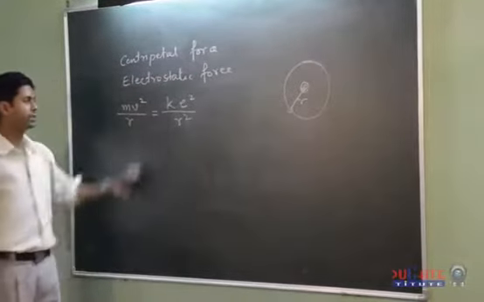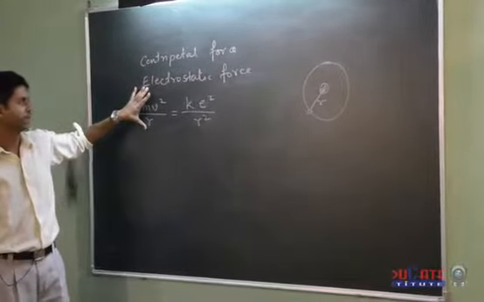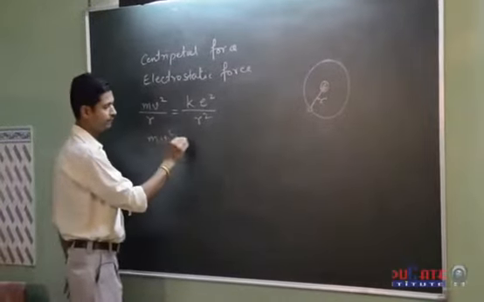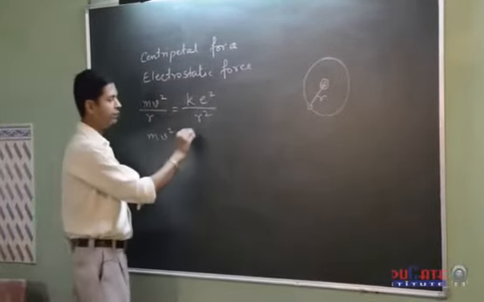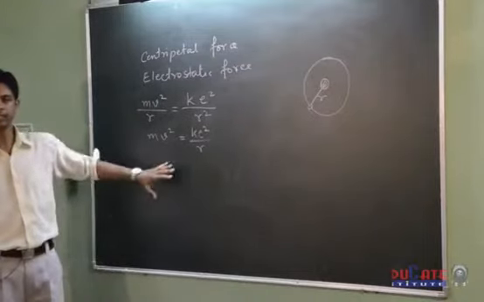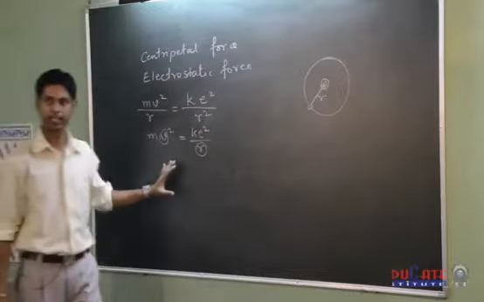Now when we equate these, why are we equating them? Because electrostatic force is the one which is responsible for the centripetal force. When we equate them, we can simplify the expression into a more reliable form. We can write it like this. Now we can see in this expression there are two unknown quantities. One is the velocity and one is the radius.